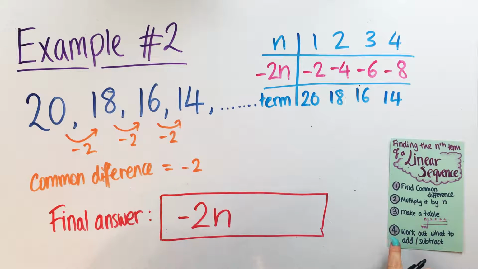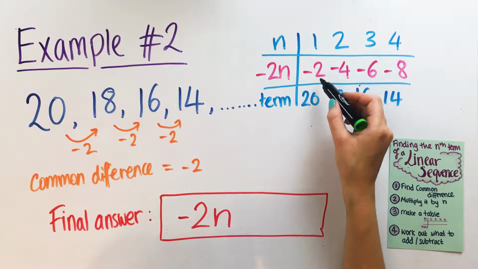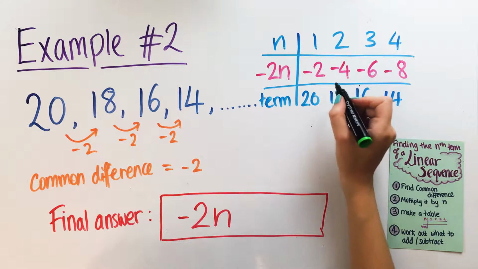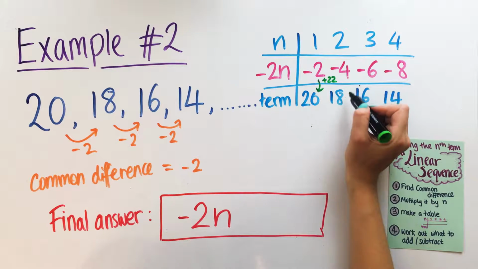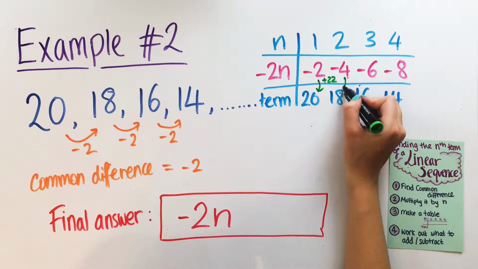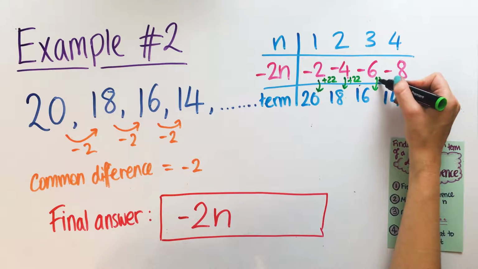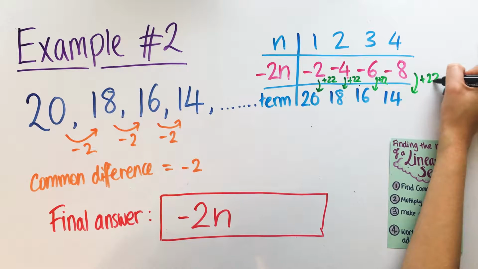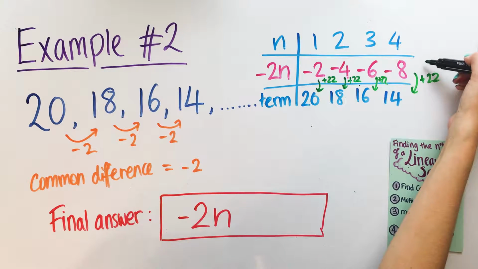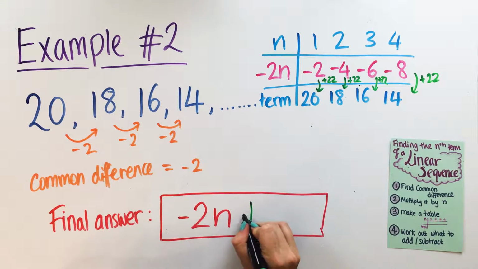Step number 4 is we work out what we need to add or subtract to get from the second row to the third row. If we look at the first terms here, to get from minus 2 to 20, we need to add 22. Likewise, to get from minus 4 to 18, we need to add 22. Again here, minus 6 to 16, add 22. And minus 8 to 14, as you probably guessed, you add 22. So to get from the second row to the final row, you add 22. We then write this in our final answer box.